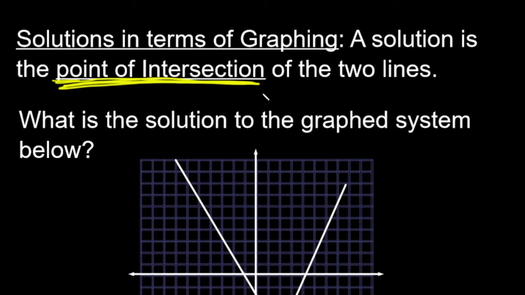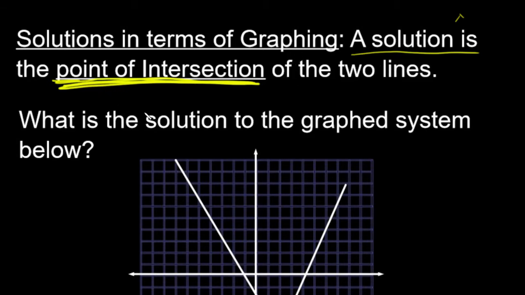So when you're thinking about a solution to a system in terms of the graphs, a solution is the point of intersection of the two lines, and you should write that down. A solution to a system is the point of intersection of however many lines you've got.